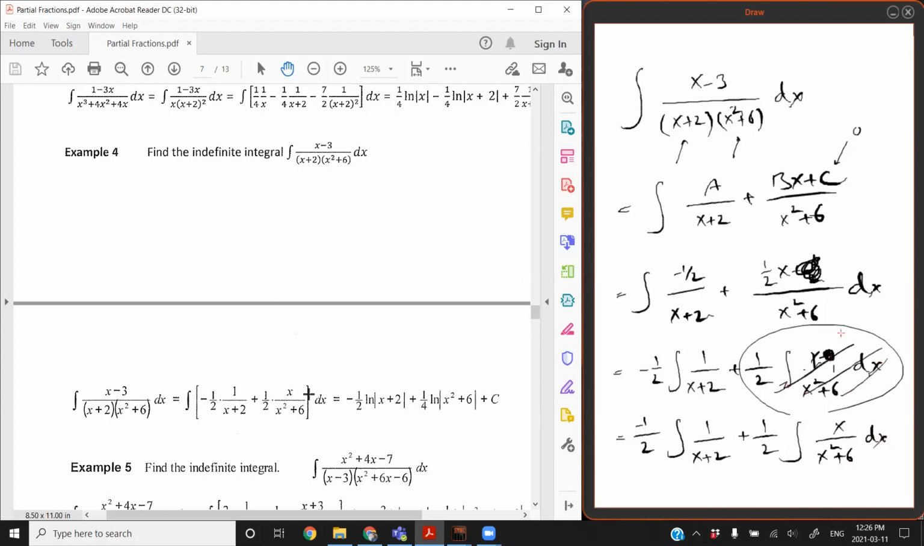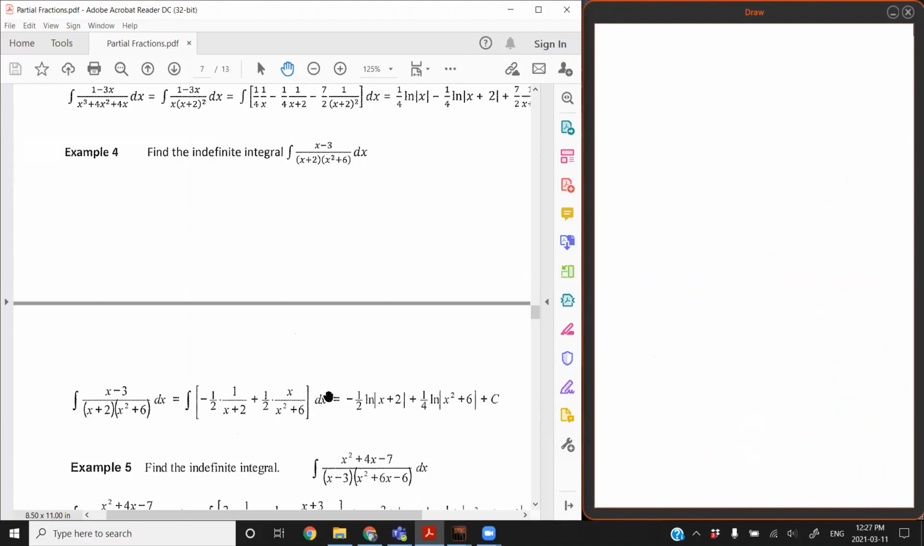So forget about this. This 1 over 2 here, you can just move it to the front. You can just move it out of the integral because it's a constant. Now, next I need to find the antiderivative of each one of them.